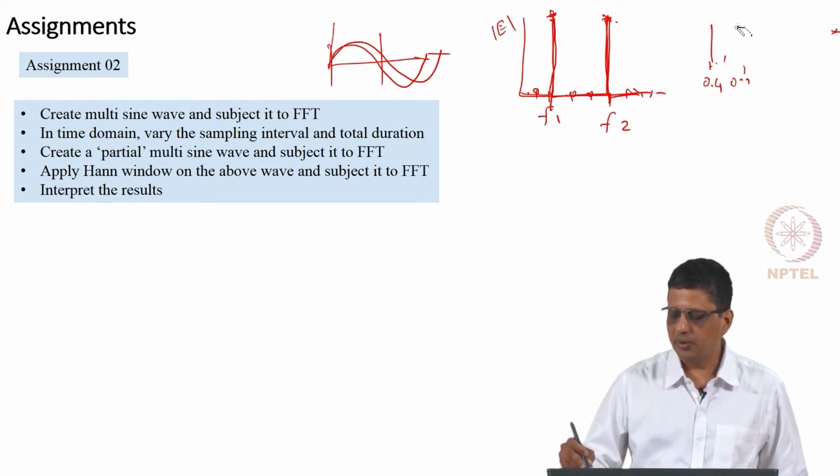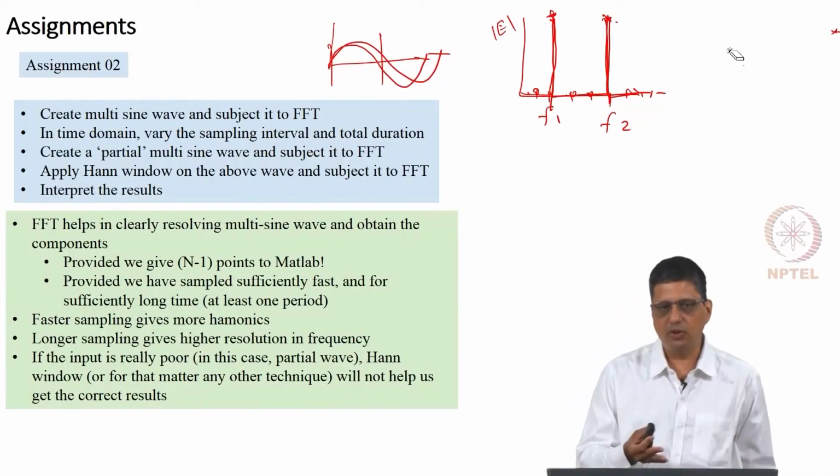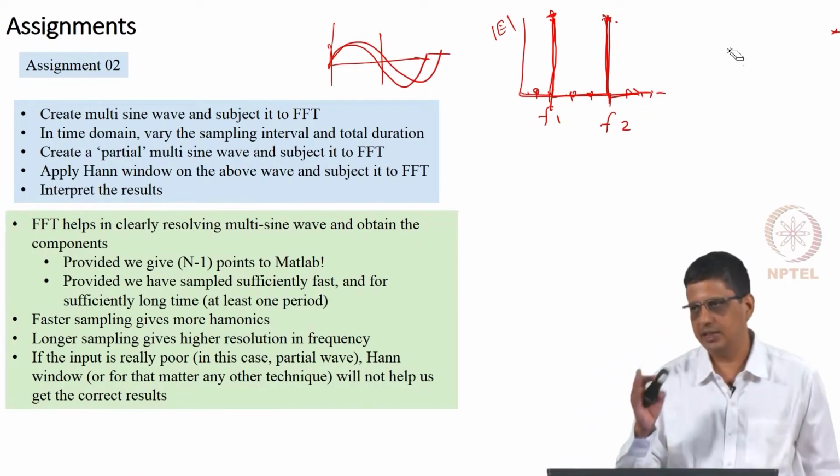I think if it is 1 second, you would have got 1 hertz, 2 hertz, 3 hertz, etc. But in the best case scenario, what we look for is 0.4, 0.5. I want to say these are there.